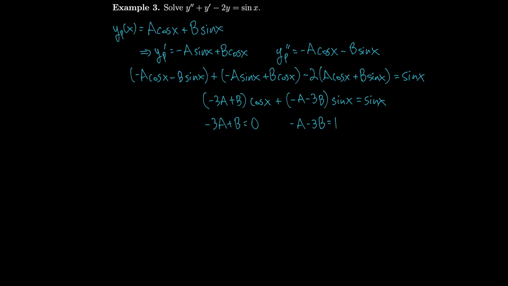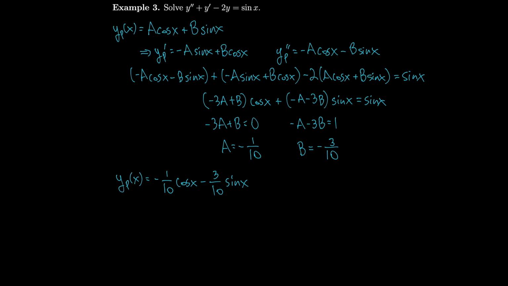If we add 3 times the first equation to the second equation, then we can eliminate b, and we can see that a is equal to negative 1/10. And plugging that in for the equation, we can see that b is equal to negative 3/10. So this means that our particular solution is given by negative 1/10 cosine x minus 3/10 sine x.